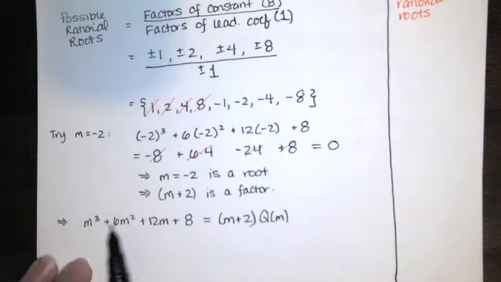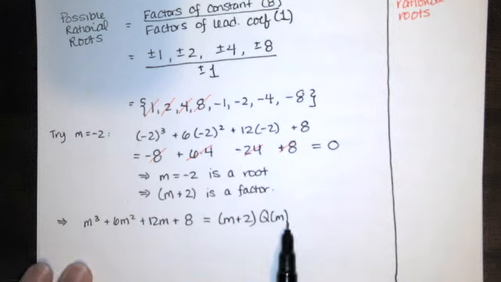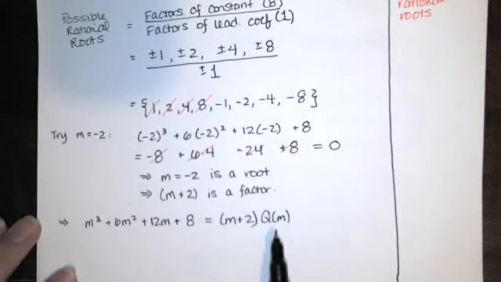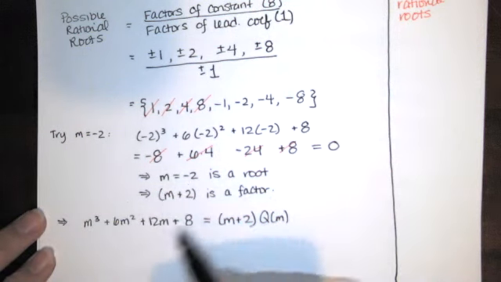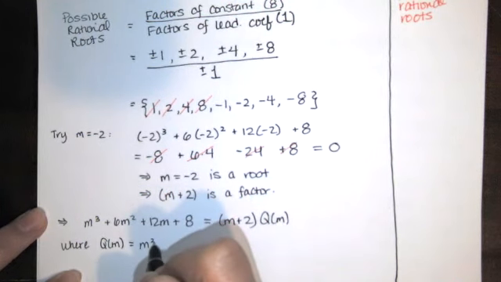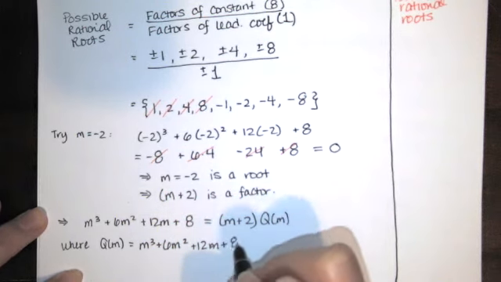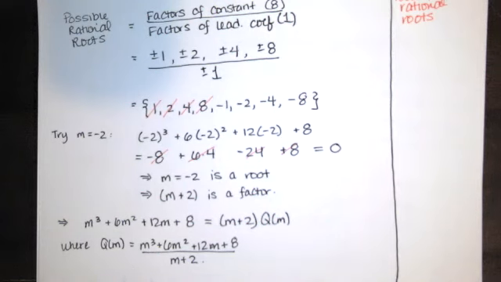Now, this cubic polynomial is the product of a linear polynomial and another one. In order to make this times this a cubic polynomial, this q of m would have to be quadratic. I actually did not use q of m for quadratic. I used the q for quotient. So this polynomial is equal to m plus 2 times q, where q is the quotient of this and this. And we know it's going to divide evenly because we know that m equals -2 is a root. Now we just have to find q, and the easiest way to do that, I think, is to use synthetic division.